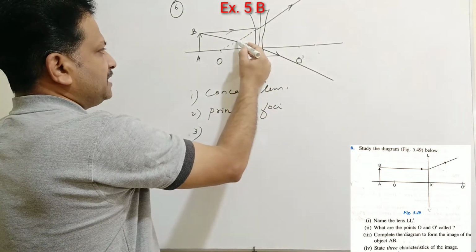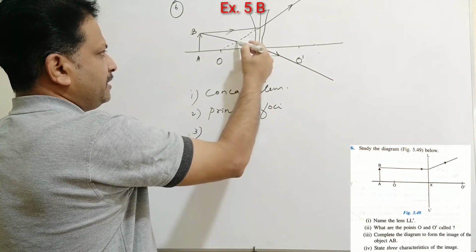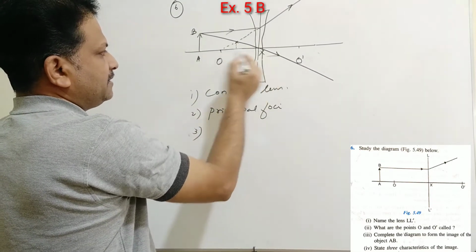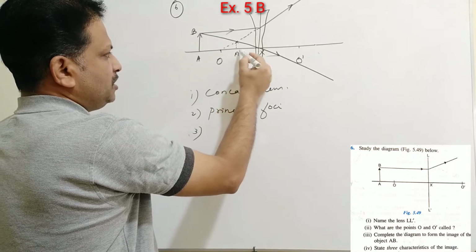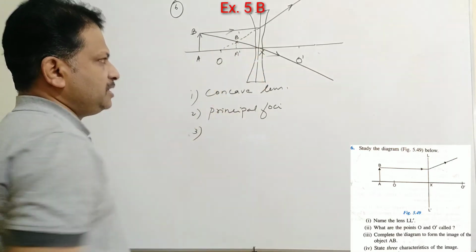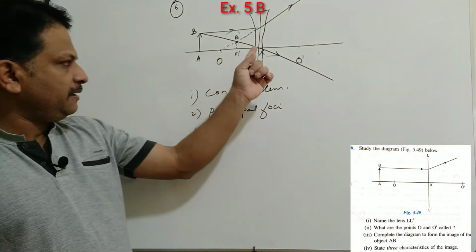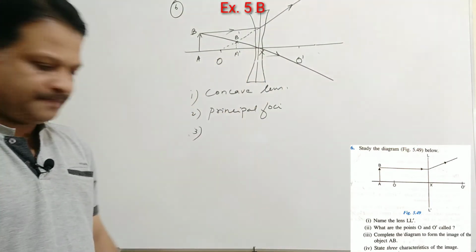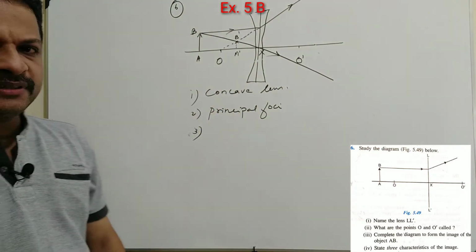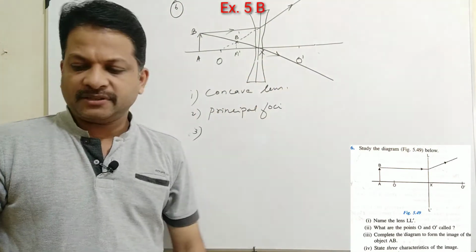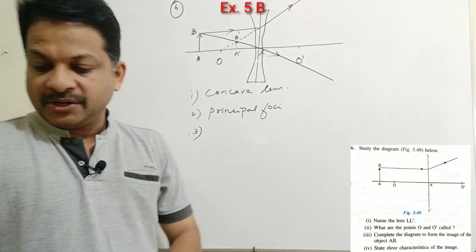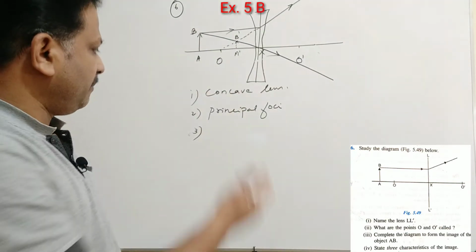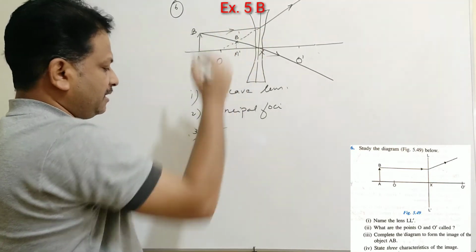So at the point of intersection, the image is formed. You can see the point of intersection. So the image is formed between optical center and principal focus. A dash, B dash is the image. The location is between optical center and principal focus. Clear? So the ray diagram is completed. Perfect ray diagram is completed. Clear? Now we have to state the characteristics of the image. The third part is completed here, the ray diagram.